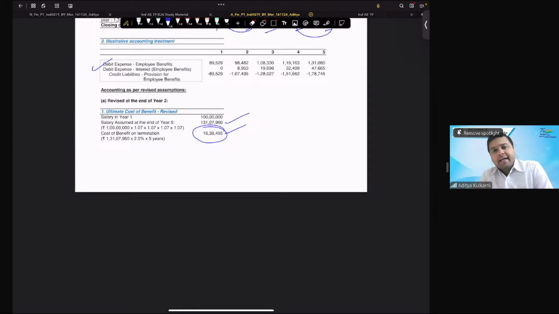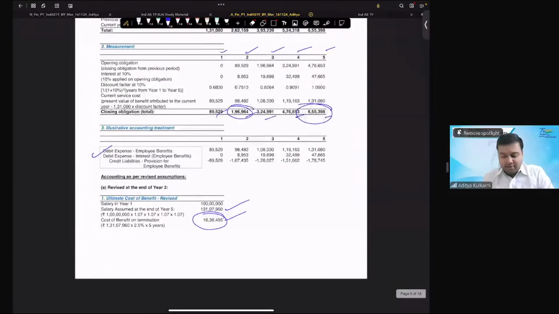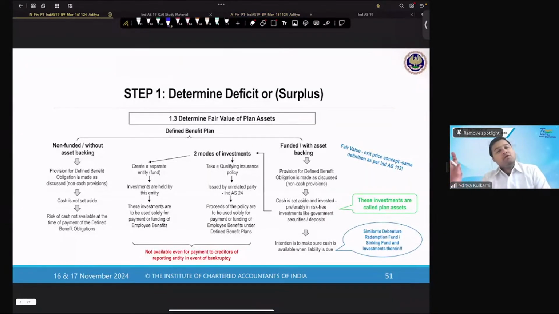The moment you take this entry, have you complied with the standard? Answer is yes. See, standard does not require you to have any cash assets or backing of the obligation. Okay. The moment you make this provision, आपका काम हो गया. So entities can go on making this provision period after period after period and say that they have complied with the standard, and auditors also will obviously have to mention they have complied with the standard.